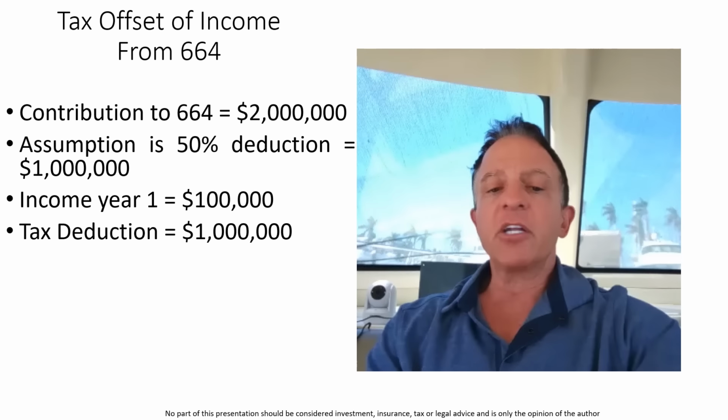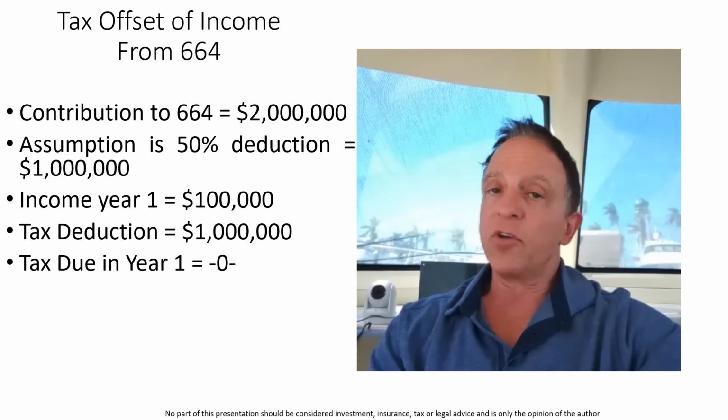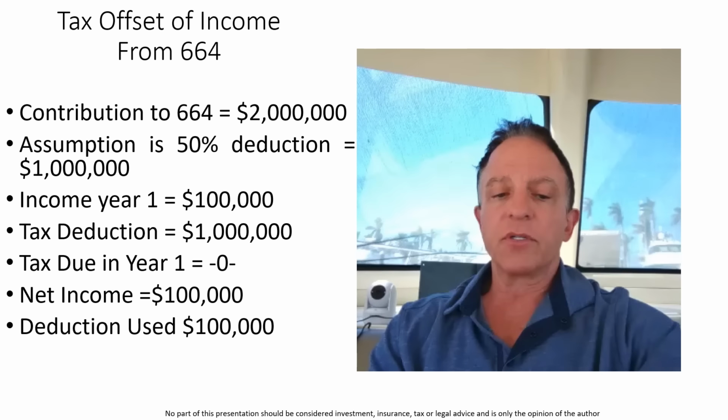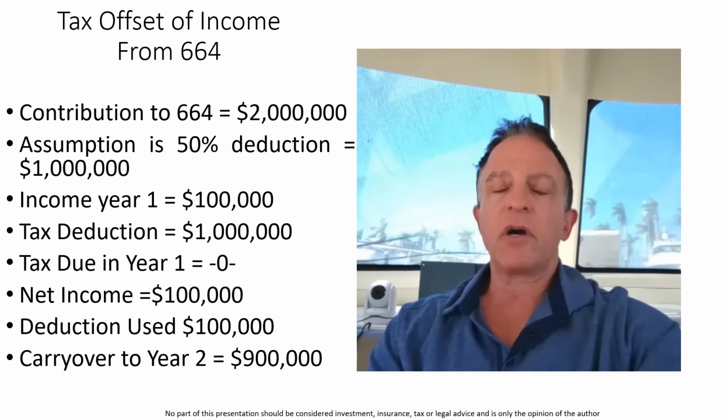Okay, so income tax year one is $100,000. I have a deduction of $1 million. I have no tax due year one. So my net income is $100,000. The deduction used is $100,000. Carry over to year two. I know I'm simplifying this.